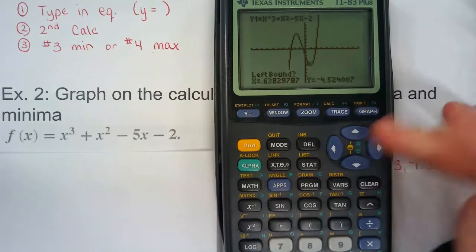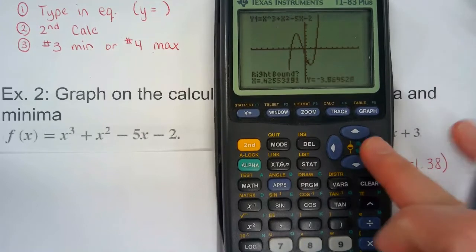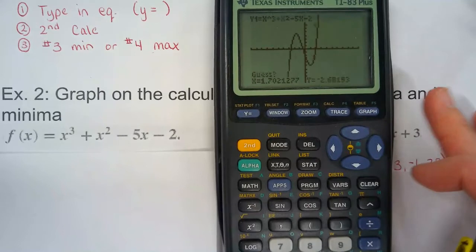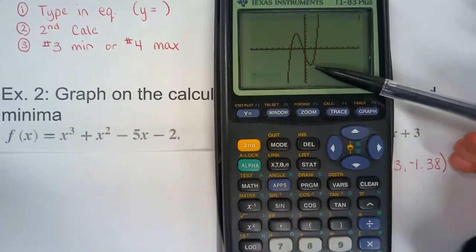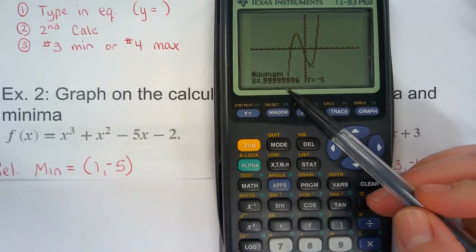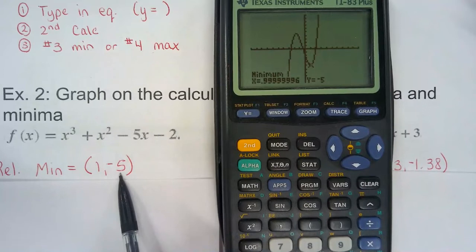So here's my minimum. So I just want to make sure my cursor is left of that minimum. Then I'm going to scroll over and go right of my minimum, just like we did with our zeros. And then it's going to give me my relative minimum. So this is trying to round all the way to positive 1. So I wrote it at 1, negative 5.